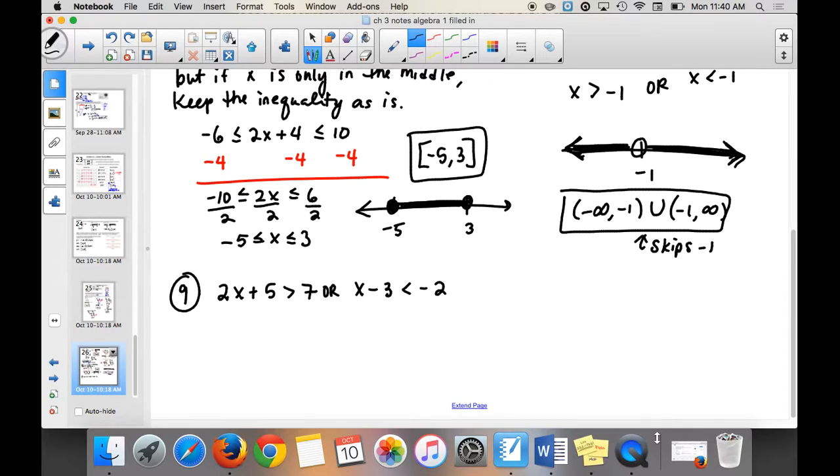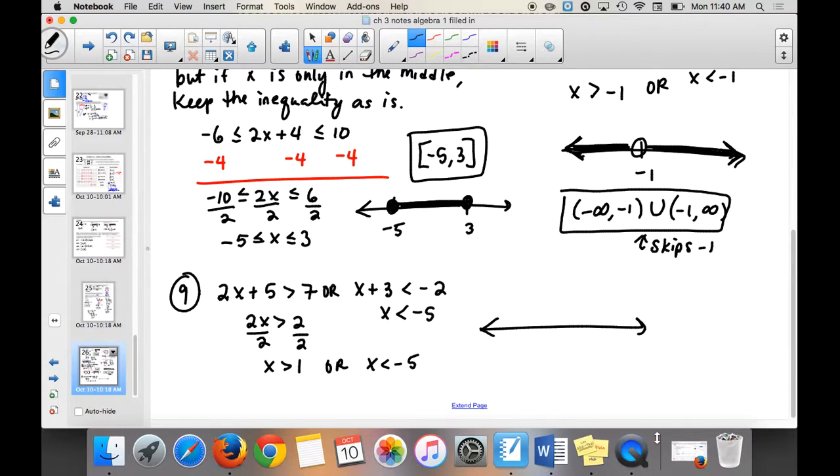If we have this, we subtract our 5 over. So I get 2x is greater than 2. I divide it out, and I get x is greater than 1. But this other one, if I add, dang it, I did it again. Let's make that x plus 3. I subtract the 3 over, get negative 5. So that means x is greater than 1 or x is less than negative 5.